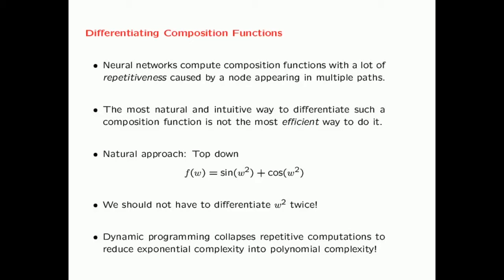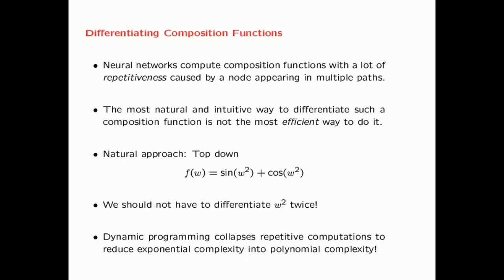So, what is the special structure of the composition functions computed by neural networks? Neural networks are structured as computational graphs in which there is a lot of repetitiveness caused by a node appearing in multiple paths. For example, if a node appears in an early layer, then that function is reused by multiple paths downstream. As a result, the most natural way you would differentiate a composition function with the use of the multivariate chain rule is not the most efficient way to do it.